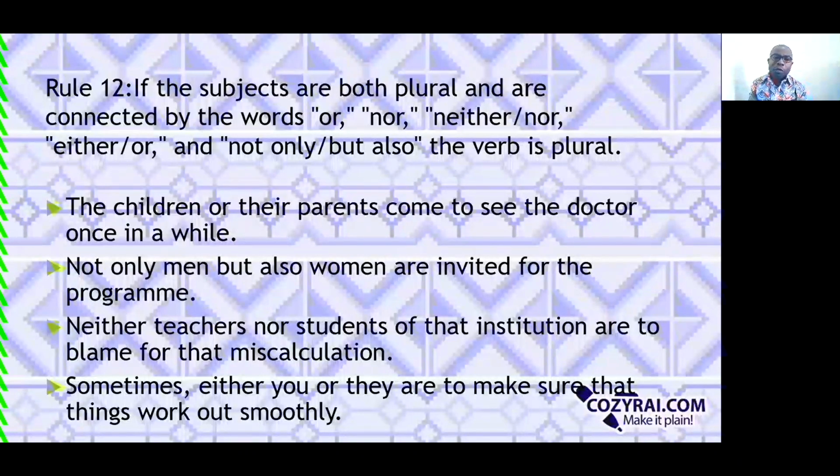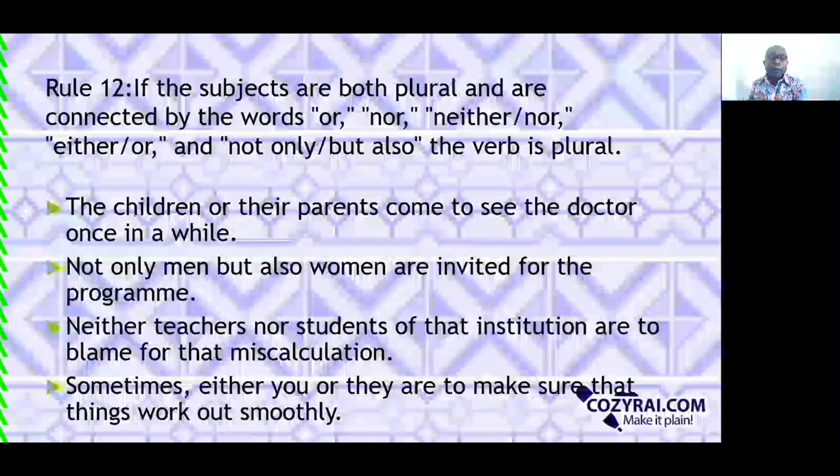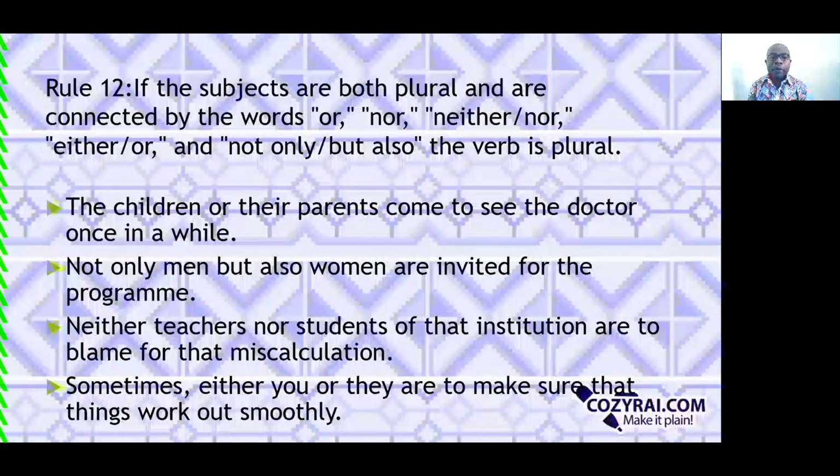So the children, a plural subject on one hand, joined by or, their parents, a plural subject on the other hand, the verb will be come. Not only men, but also women are invited for the program. So men, women, joined by not only, but also. The verb will be plural.